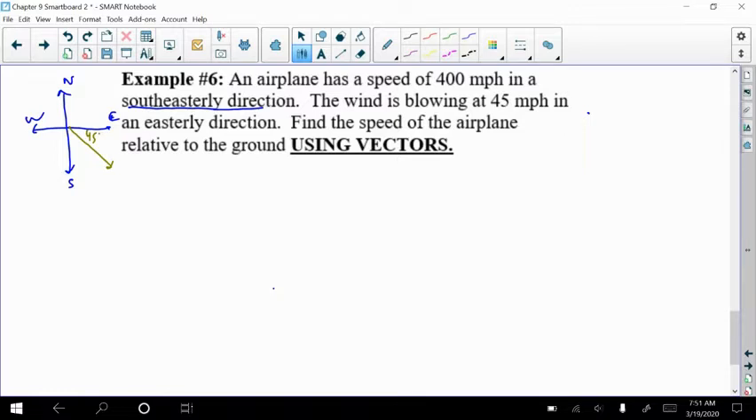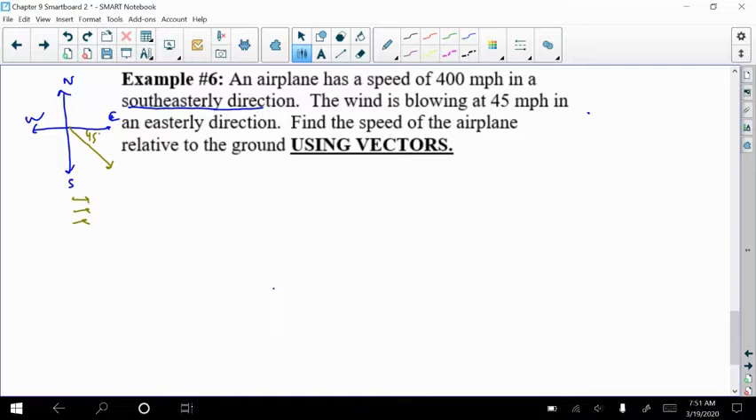There's a wind blowing at 45 miles per hour in an easterly direction. So easterly direction means from the west going towards the east. We have this wind blowing. Okay, so find the speed of the airplane relative to the ground. Well, whatever the speedometer is in the plane, it's going to register 400 miles per hour.